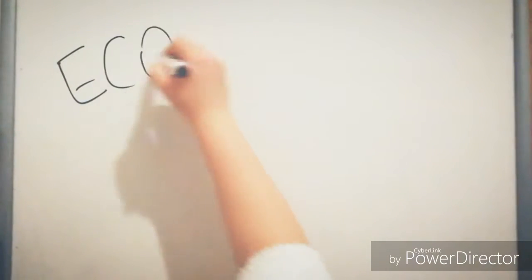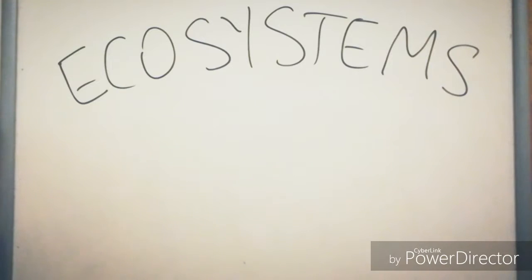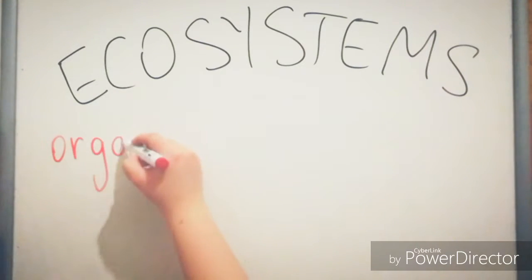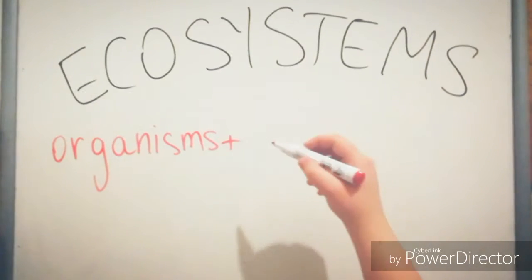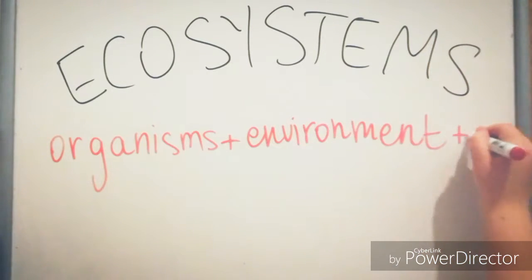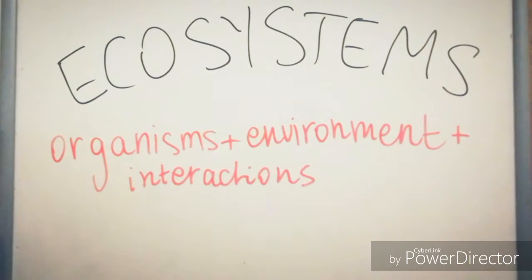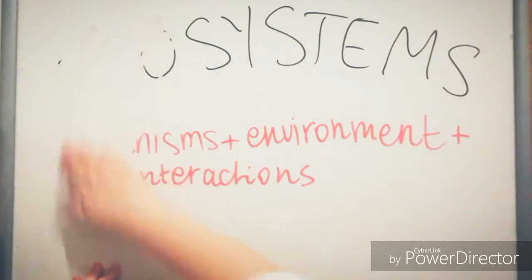Today we'll be talking about ecosystems. Ecosystems are defined as a set of organisms which live in an environment, and ecosystems also involve interactions among these organisms. Firstly, we'll look at what ecosystems consist of.